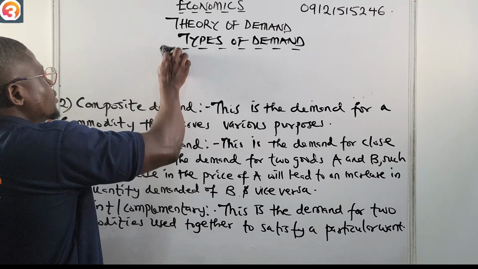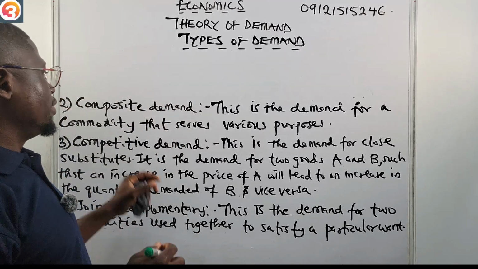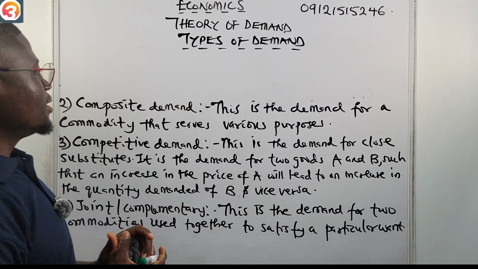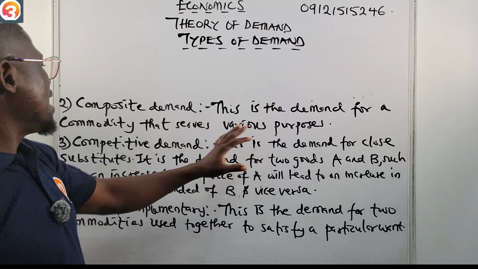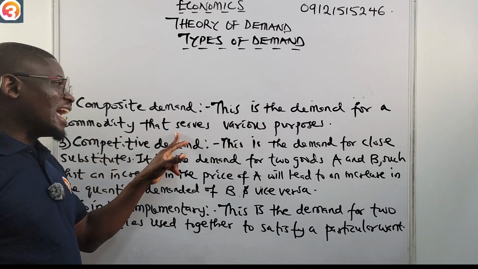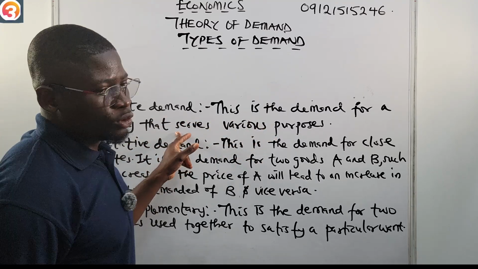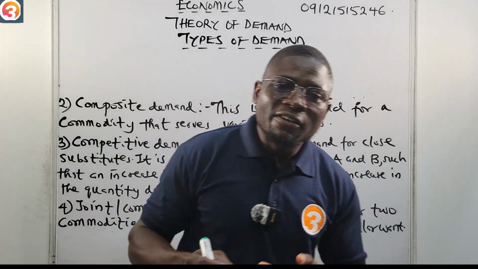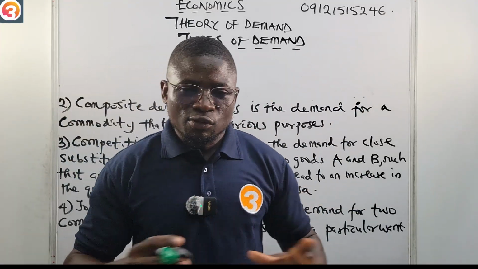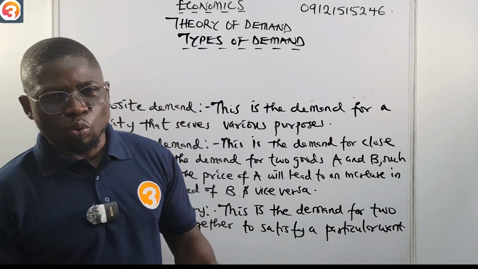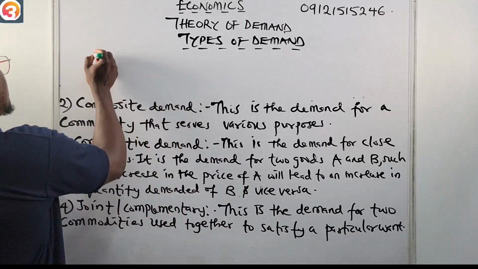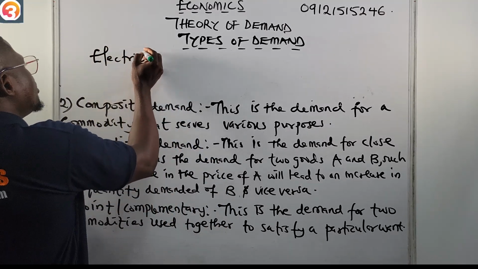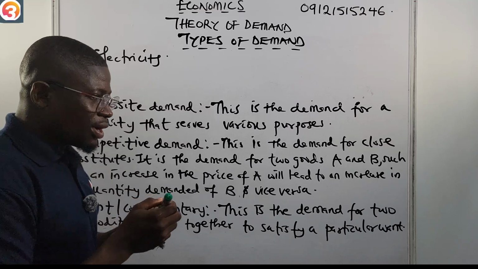Now let us see the second type of demand, which is composite demand. We said composite demand is the demand for a commodity that serves various purposes. So composite demand is the demand for a commodity that serves several purposes, not just one. For example, electricity is an example.